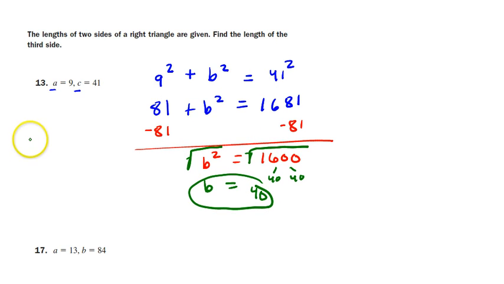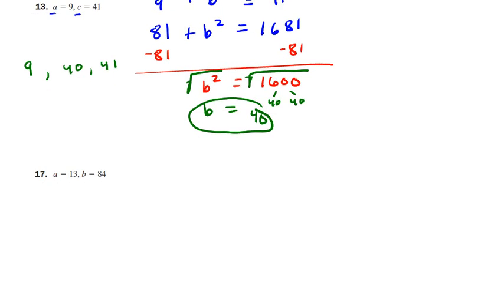So this triangle would have side lengths of 9, 40, and 41, with 41 being the hypotenuse. Let's look at another example.